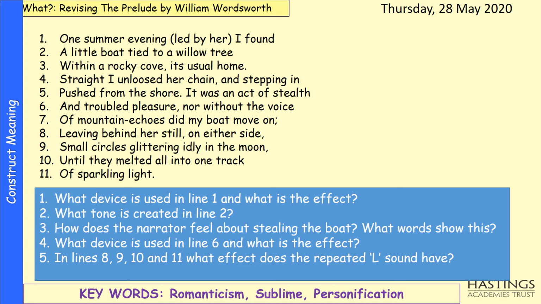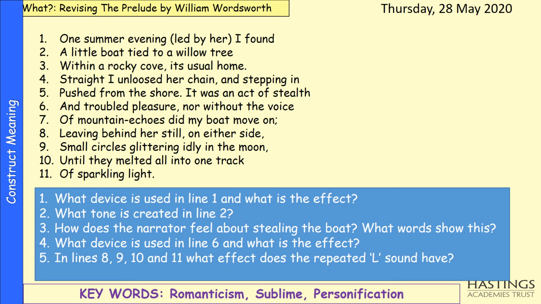Number 4, what device is used in line 6 and what is the effect? So we've got "and troubled pleasure." So what we've got there is an oxymoron. If you remember, an oxymoron is when you have two words next to each other that sort of contrast each other. So we've got that idea of troubled pleasure. What that oxymoron does there is it hints at his guilt. Okay, hints that perhaps he's feeling a little guilty for stealing this boat. So it was a troubled pleasure. It was pleasurable, is what he enjoyed doing, going out, being one with nature, but it was troubled because he's feeling that bit of guilt.